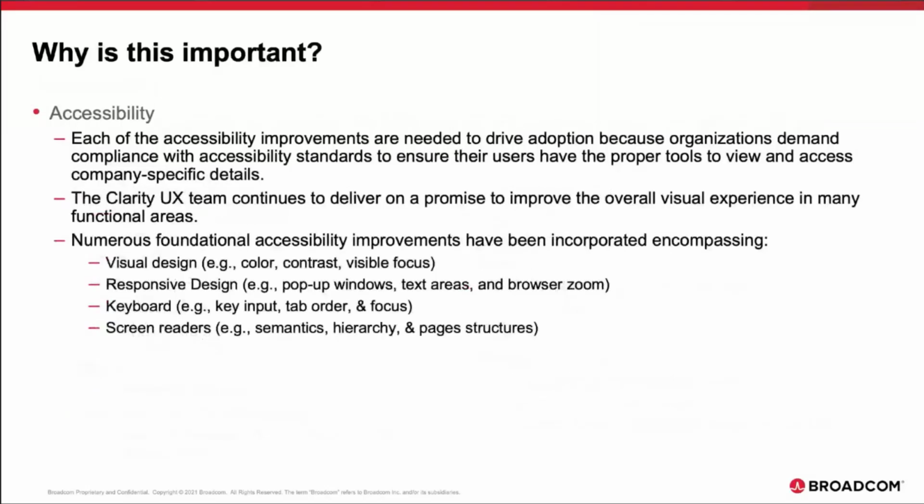So why is this important? Each of the accessibility improvements are needed to drive adoption. Organizations demand compliance with accessibility standards to ensure that all of their users have access to clarity to perform day-to-day tasks. As I mentioned before, each accessibility improvement considers these 4 pillars: visual design, responsive design, keyboard navigation, and screen readers.